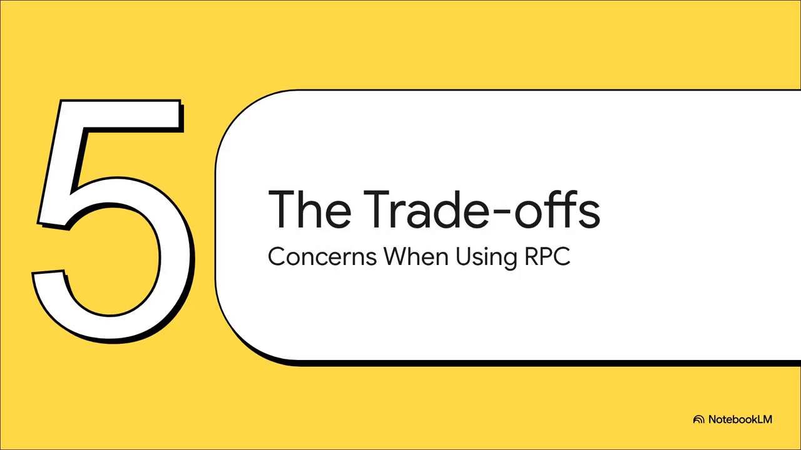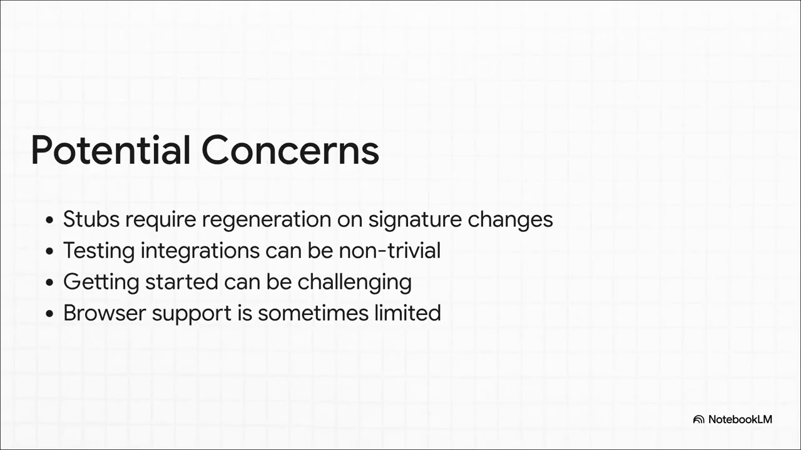But hey, let's be real. No technology is perfect. No silver bullets here. So to get the full picture, we really need to talk about the trade-offs. What are the potential gotchas you need to watch out for when you're working with RPCs? So the biggest thing to keep in mind is that auto-generated stub. If you change a function, even a little bit, you have to regenerate the stub. If you forget, things will break.